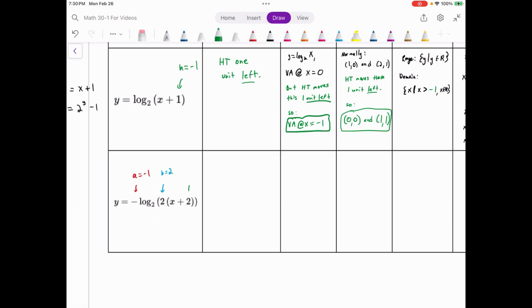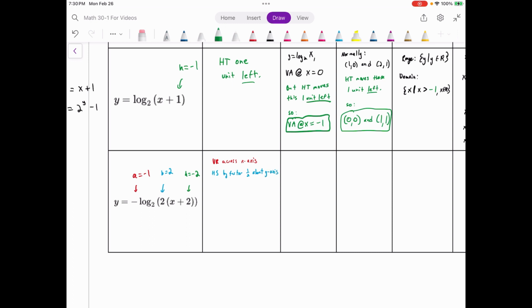And now I see an h again. No k this time, but there is an h of -2. Okay, so what does that mean? It means there's been a vertical reflection across the x-axis. There's been a horizontal stretch by factor 1/2 about the y-axis.